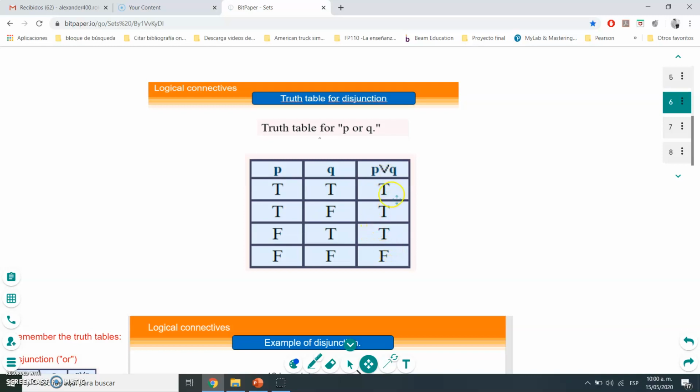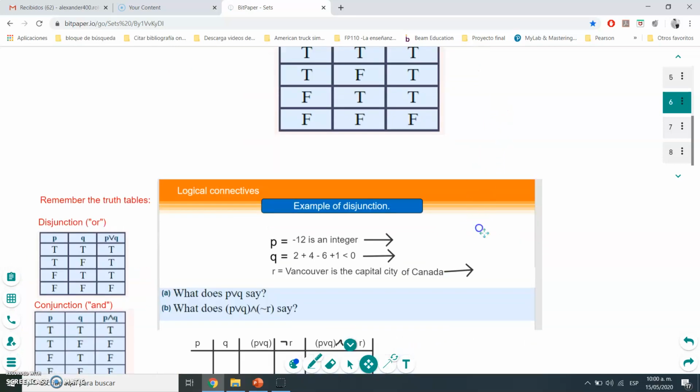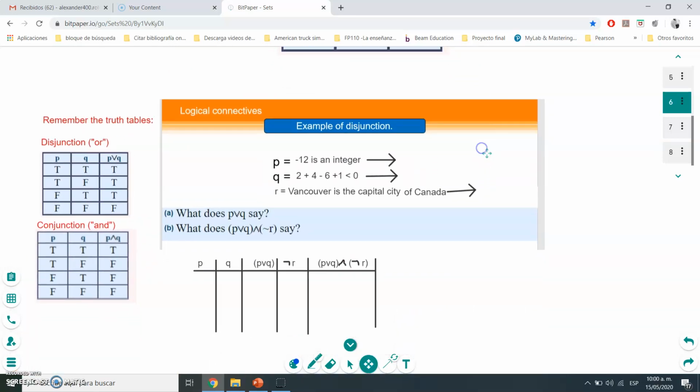And it doesn't happen with the other conditions. True or true will be true. True or false will be true. False or true is true. Okay? And the only condition when this will be false is when both of them are false. Okay? Let's see an example, but with mathematical expressions. We will see that this is not so difficult. Let's do it little by little. Don't worry.